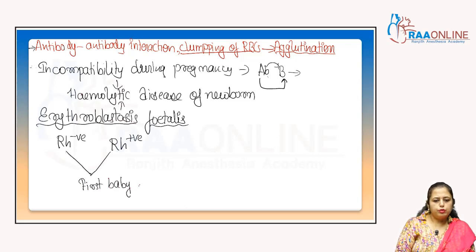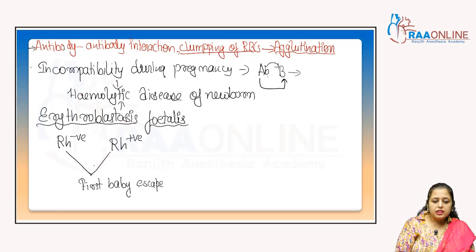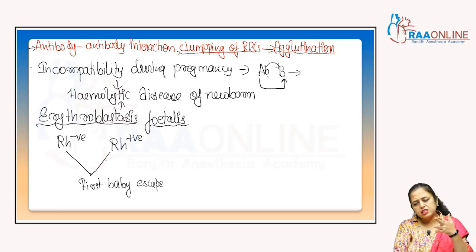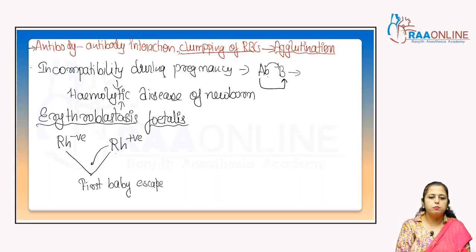escapes the complication of birth, right? But what will happen at the time of severing the umbilical cord, when we cut the umbilical cord after clamping? At that time a little bit of the fetus's blood gets mixed in the mother's blood, and the mother's body doesn't know about the Rh factor, so it is a foreign particle for the mother's body.